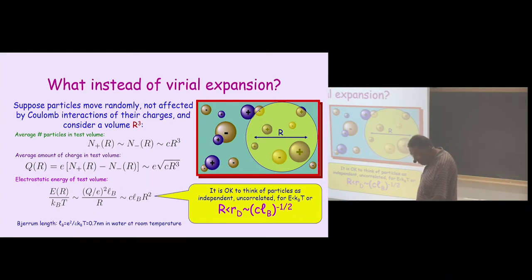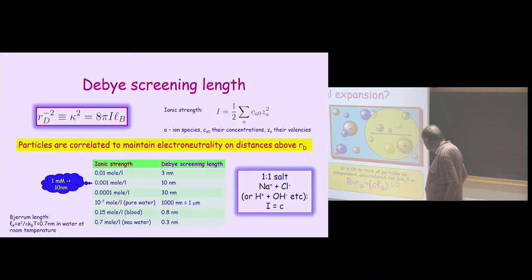and you just mentioned already screening. So if this is smaller than this quantity, then indeed our assumption that they move independently is fine, and they do move independently. And on this length scale, smaller than the Debye screening length, there are fluctuations of charge. Fine. On larger length scale, fluctuation of charge is strictly prohibited. No way. On larger length scale than the Debye screening length, you maintain electroneutrality.